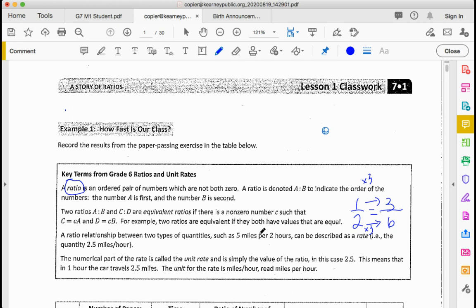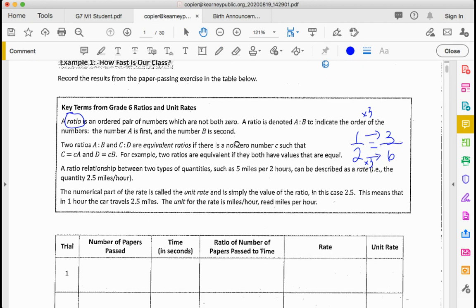So we can talk about rate of speed. We can talk about amount rate at a store. Now, this is where it's different than what I've done for most of my teaching career. The numerical part of the rate, which is just the number part, is called the unit rate. And it's simply the value of the ratio, in this case, 2.5. And I like the label on there, but they don't always label. I like that it would be 2.5 miles per 1 hour, okay? But when they talk about the unit rate, that is just the number, okay?